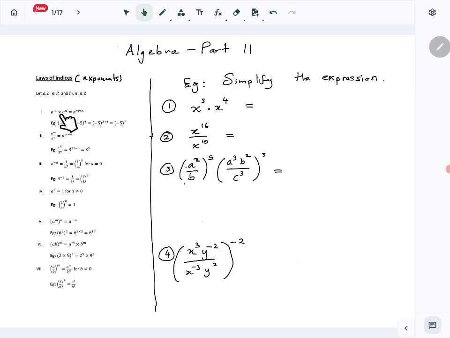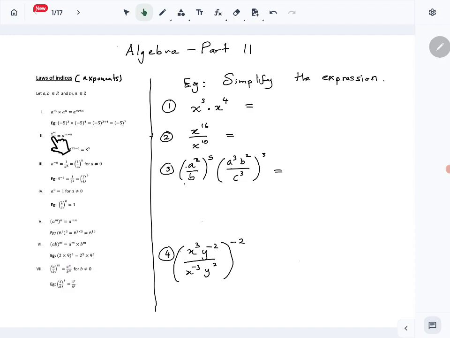Right, so then this is the product rule for exponents. A to the m times a to the n is what? You just add the two exponents. So for example, minus 5 to the 3 times minus 5 to the 4 is going to be what? Minus 5 to the 3 plus 4, that is minus 5 to the 7.